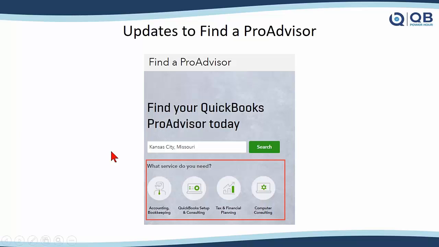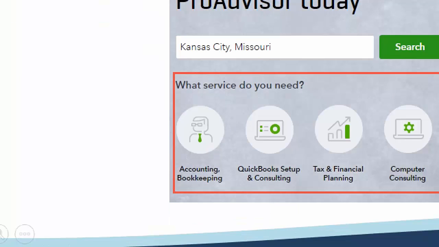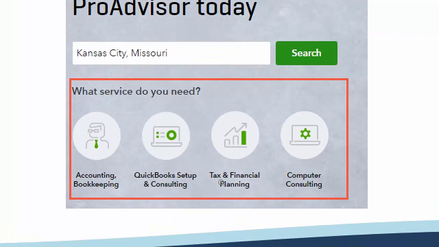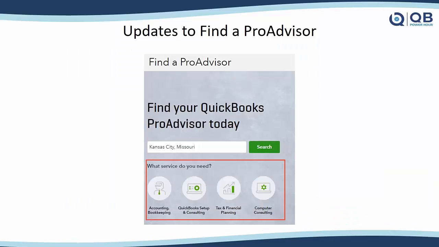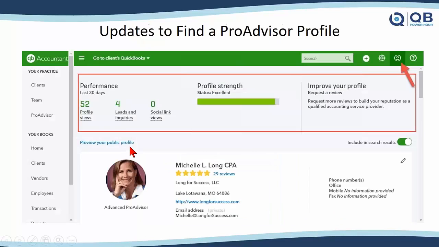A couple of other changes that we had are in the Find a Pro Advisor area. They are emphasizing helping clients. So if a client logs in to search for a pro, instead of just searching by location, they can choose what service they're looking for. So it's important for you to go update your profile and put out there what services you're providing. If somebody's looking for specific services, you've indicated on your profile that you provide those services. So make sure you update your Find a Pro Advisor profile.